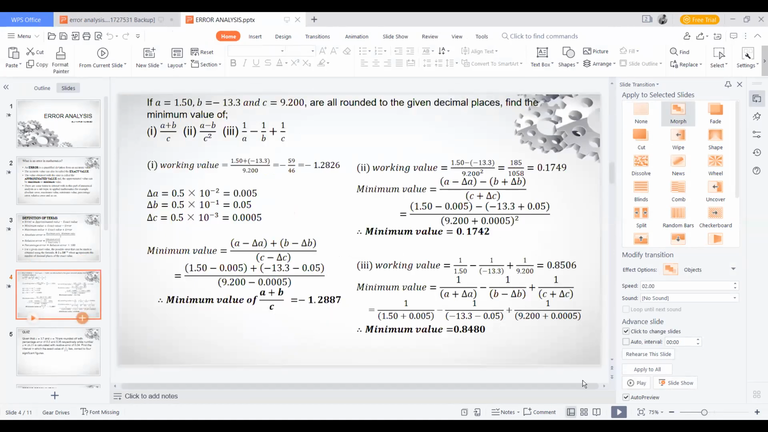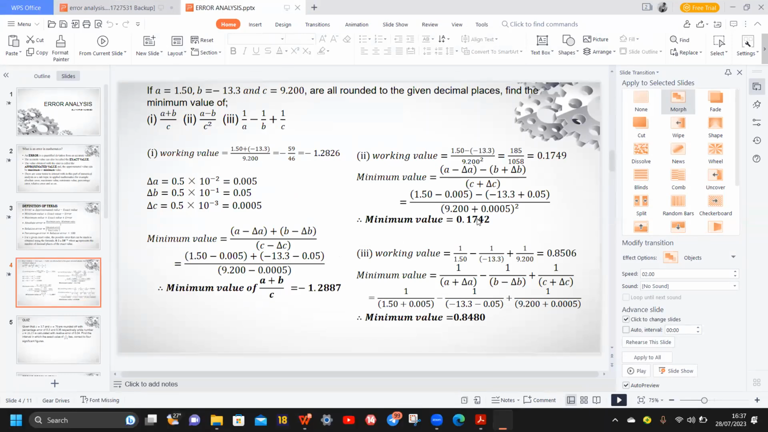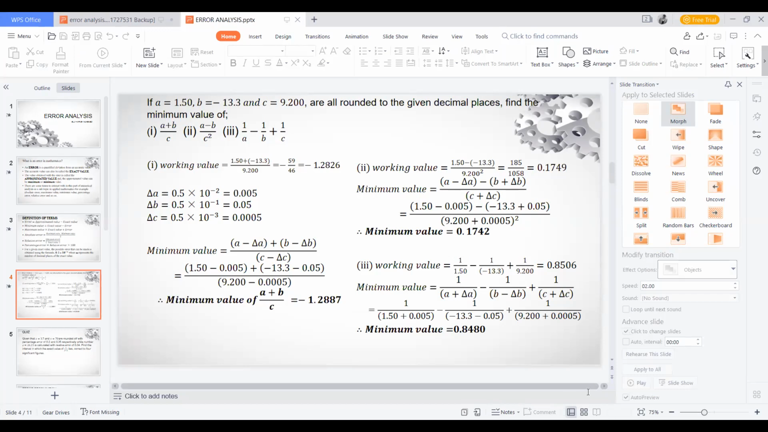So far we have seen the definition of these terms. Let's look at a question and see how we are going to work about it.